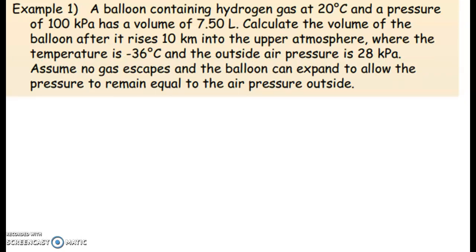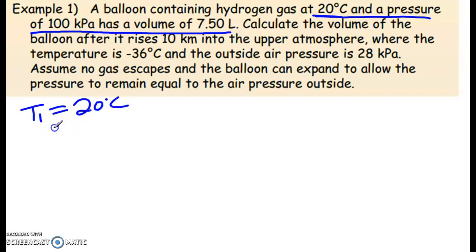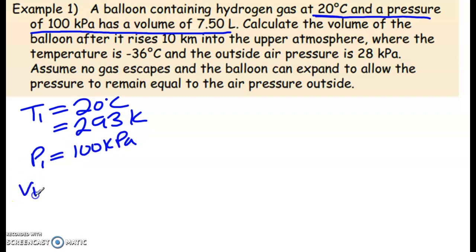All right, so a balloon contains hydrogen gas at 20 degrees Celsius and a pressure of 100 kPa and has a volume of 7.5 liters. Okay, so we have a bunch of stuff here. So let's just write this all out. So we have 20 degrees Celsius in Kelvin. This is going to be 293 Kelvin, plus 273. We have a pressure of 100 kPa and a volume of 7.50 liters.